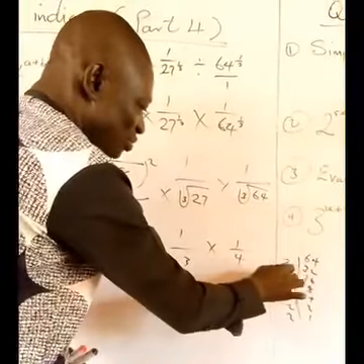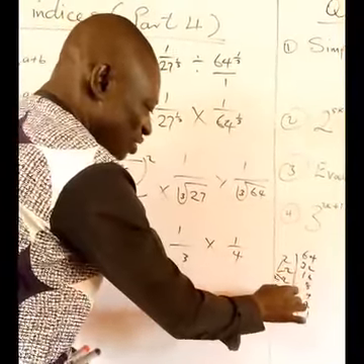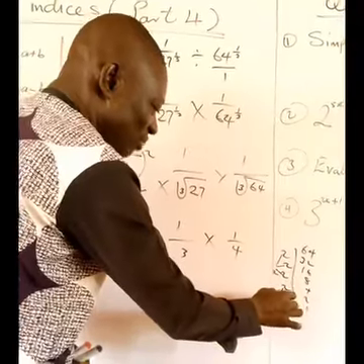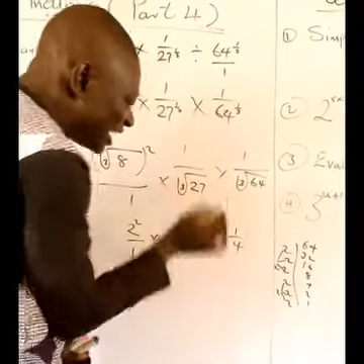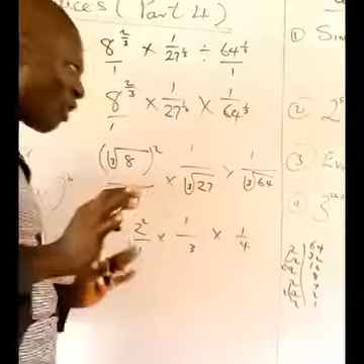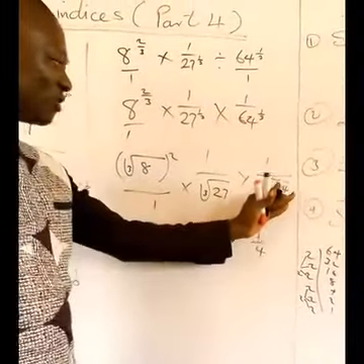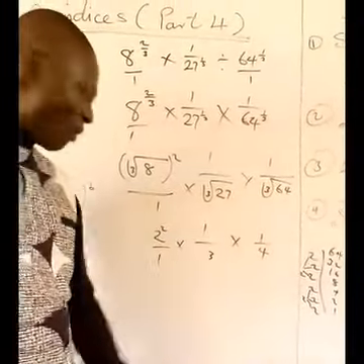Then 1, 2, 3 gives us 2 as one of the numbers. Again 1, 2, 3 gives us another of the numbers. And 2 times 2 is what? 4. That's why the cube root of 64 is 4.